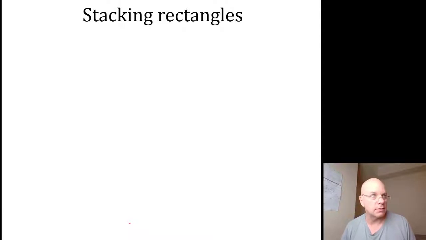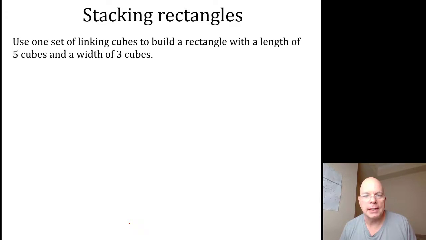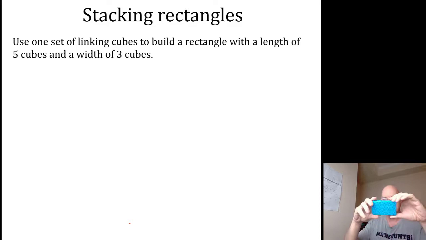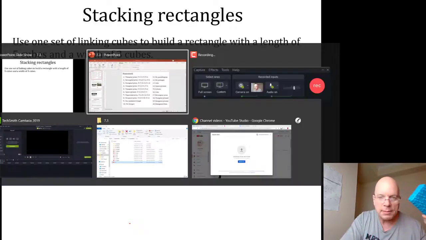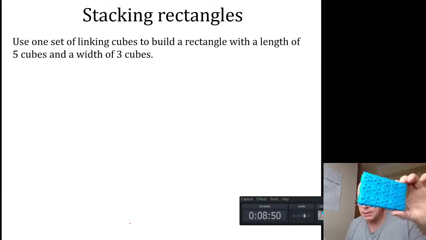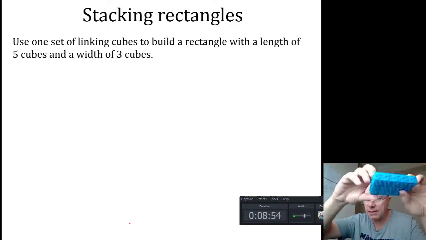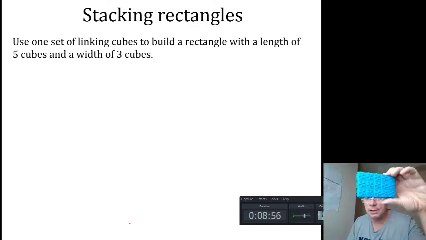Now let's talk about volume. If you could build this at your table, I would ask you to build a rectangle with a length of 5 cubes and a width of 3 cubes. And I better put my camera up there so I can see what you're seeing. If you could build a 5 by 3 rectangle out of cubes, this is what it would look like.